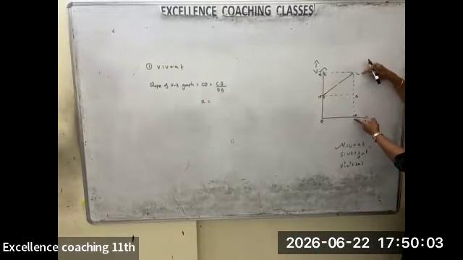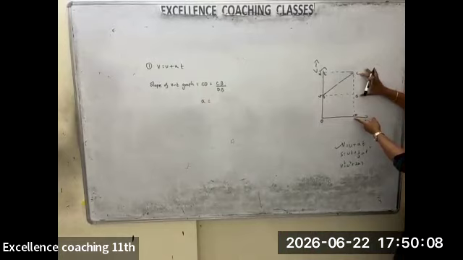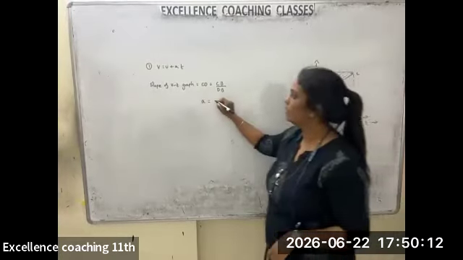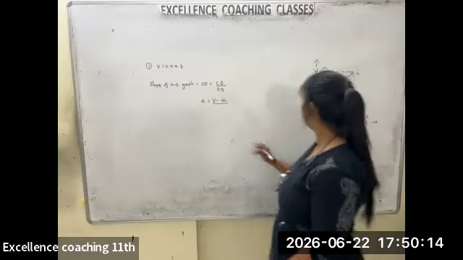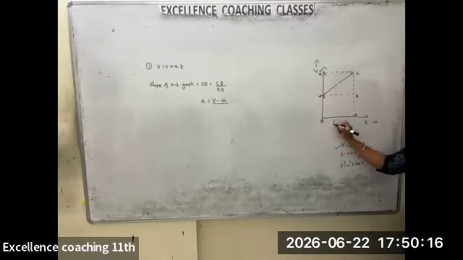This total is V. Yes or no? This is U. So if I want this distance, it will be what? V minus U, no? So this will be V minus U. And what is DB? DB is equivalent to this, the time t.